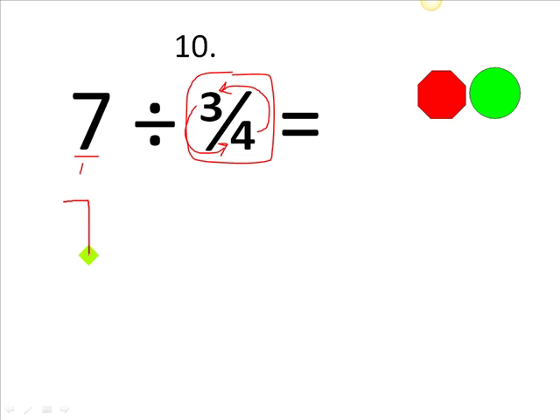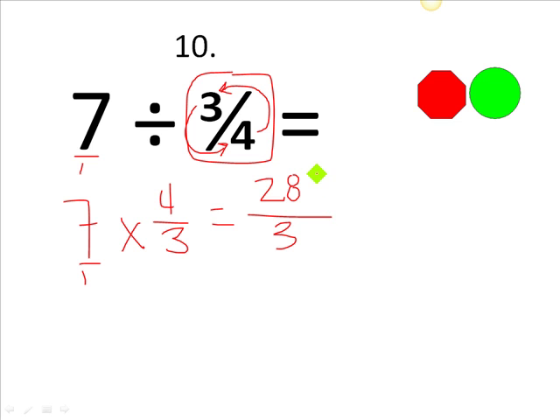So this becomes 7 times 4/3. And how do you multiply fractions? You simply multiply the numerators, multiply the denominators. 7 times 4, that's 28. And 1 times 3, that's 3. And so we need to see if we can simplify this any. Nope, I don't see how I can simplify it.